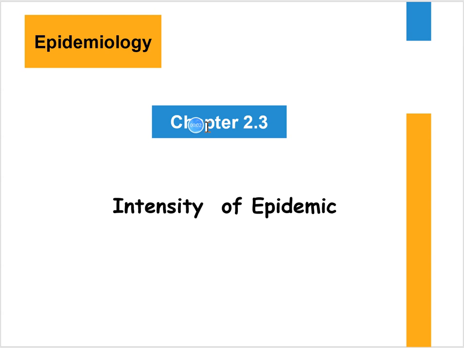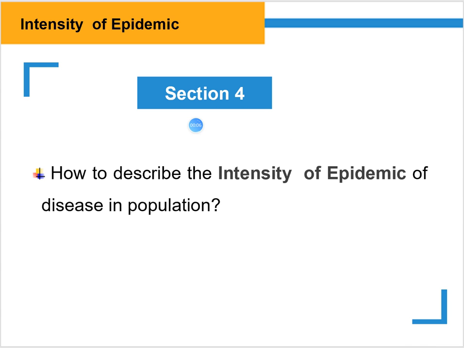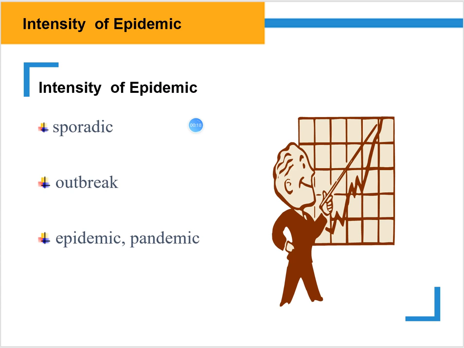Go on to Chapter 2, Intensity of Epidemic. Section 4, How to describe the intensity of epidemic of disease in population. There are 4 important terms to describe the epidemic intensity of disease: sporadic, outbreak, epidemic, and pandemic.